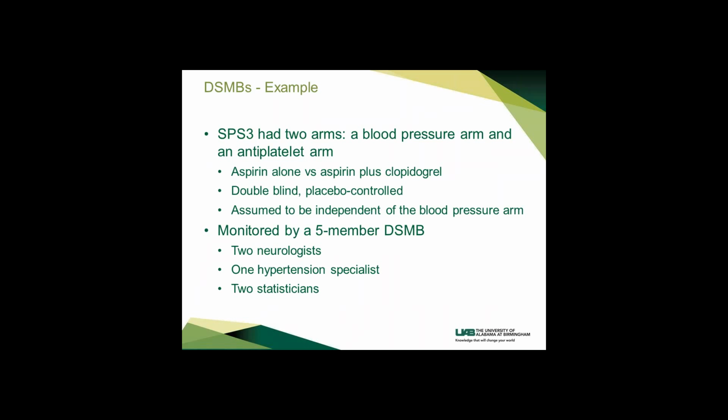I'm going to talk about SPS3 again in a little bit more detail and a little bit more of our experience. I know we don't have a lot of time left, so I'll do this quickly. As I mentioned, there were two arms: a blood pressure arm and an antiplatelet arm. The paper I used as an example focused on the blood pressure arm. I'm going to talk a little bit more about what happened in the antiplatelet arm, because this is a little bit more interesting in some ways. This arm was randomizing patients to aspirin alone versus aspirin plus clopidogrel, so dual antiplatelet therapy versus monoantiplatelet therapy, and it was a double-blind placebo-controlled trial. It was monitored by, as I mentioned, a 5-member DSMB.